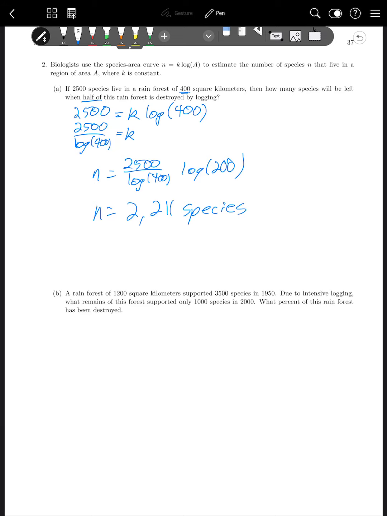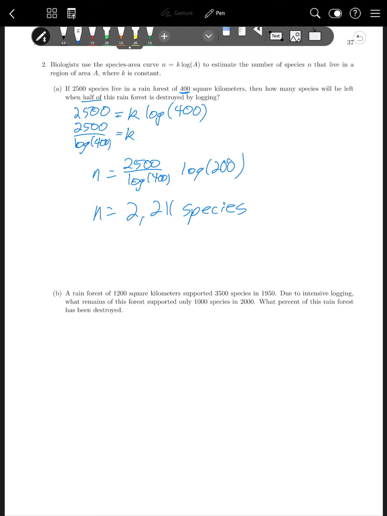And B says a rainforest of 12,000 kilometers supported 3,500 species in 1950. Due to intensive logging, what remains of this forest supported only 1,000 species in 2000. What percent of the rainforest has been destroyed? So this one's a little trickier, but we start off the same way. We first have to find k.